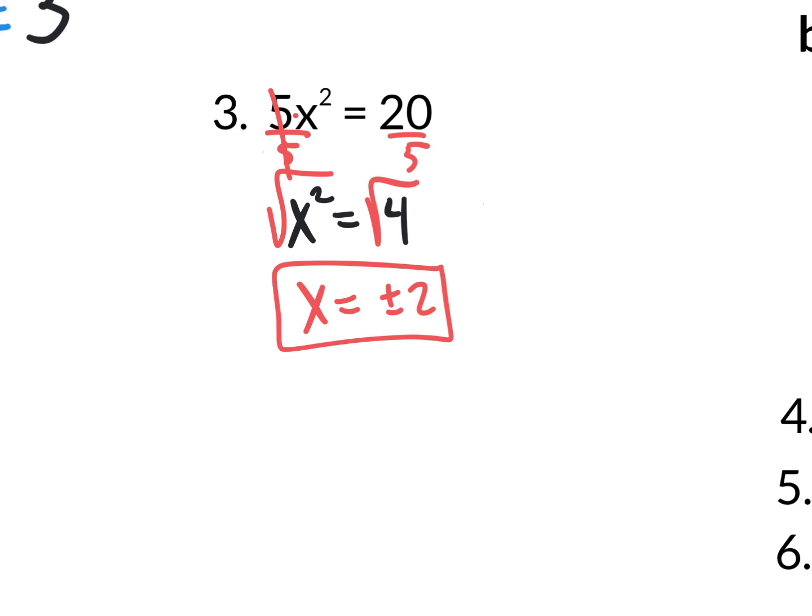So right here, because there were no other x's, it's just x squared. I got x by itself by dividing by 5. I got rid of the squared by square rooting, got my final answer, and I put the plus or minus in front of that answer after applying that square root. Let's take a look at number 4 over here.